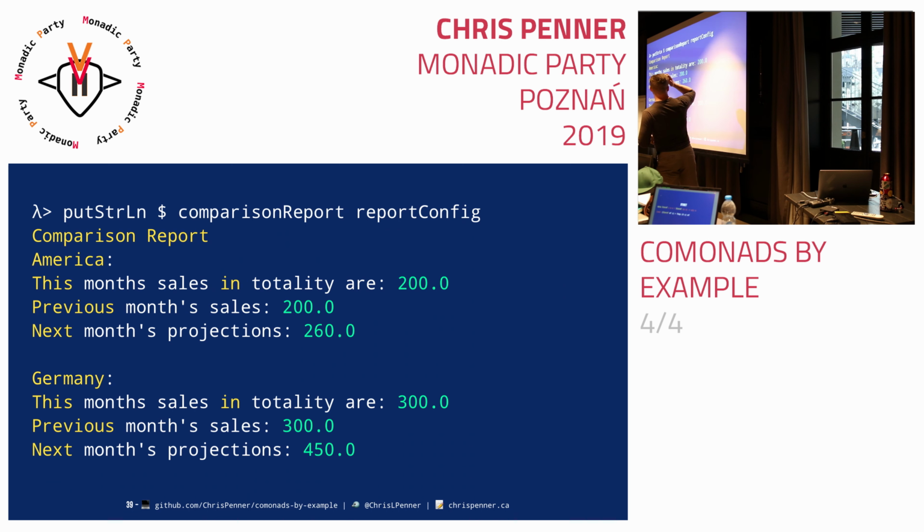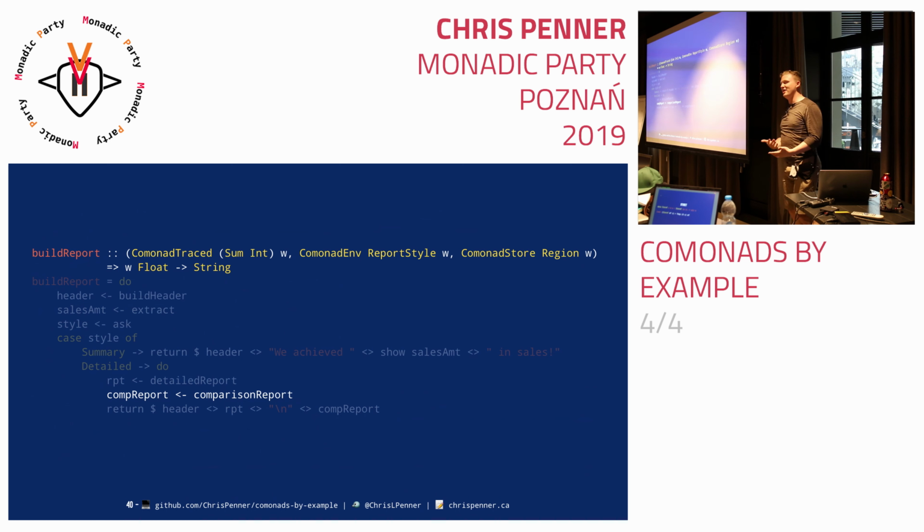Okay. So here's what happens when we print out a report. We're still saying we want to do the original report over the next and previous months. But we've also calculated the comparison report. So we're focused on UK. It has generated a report for America and Germany in the next and previous months. Just like that.